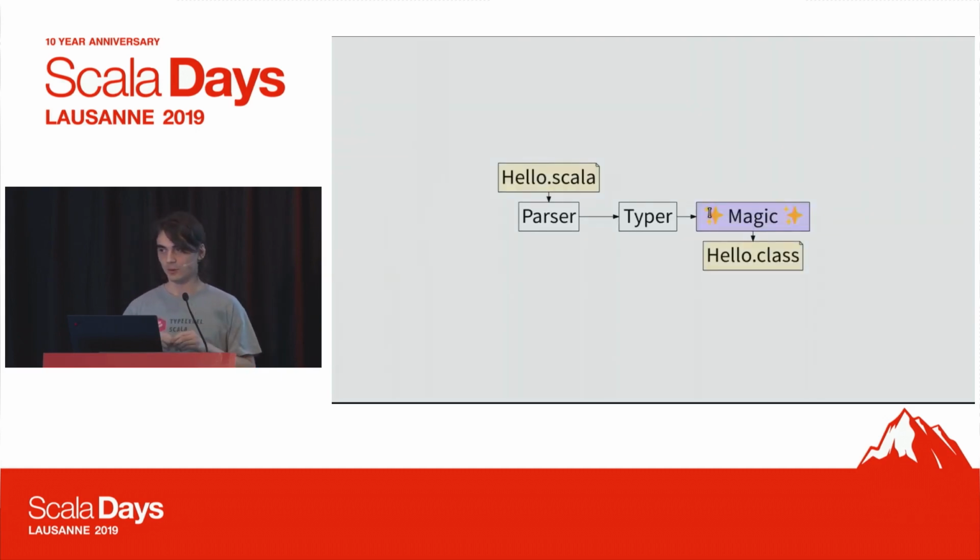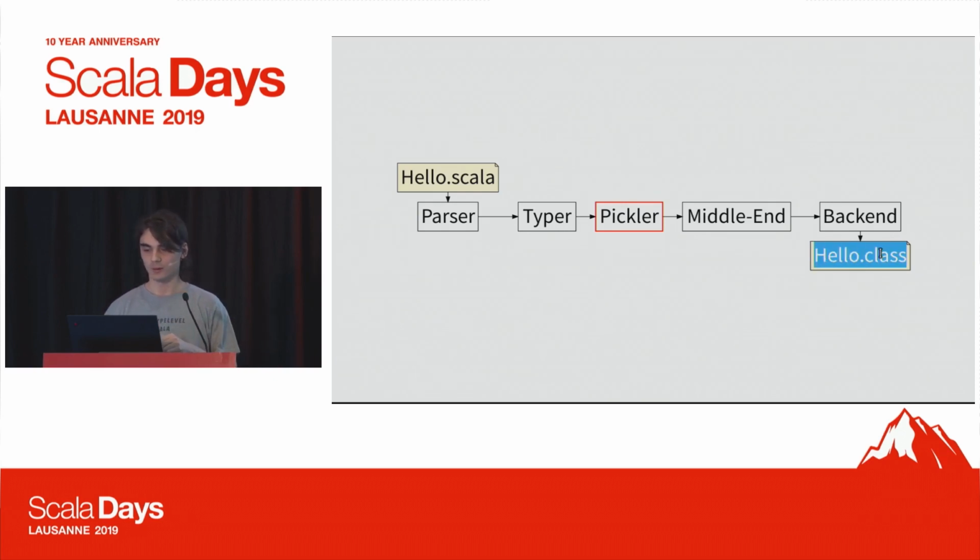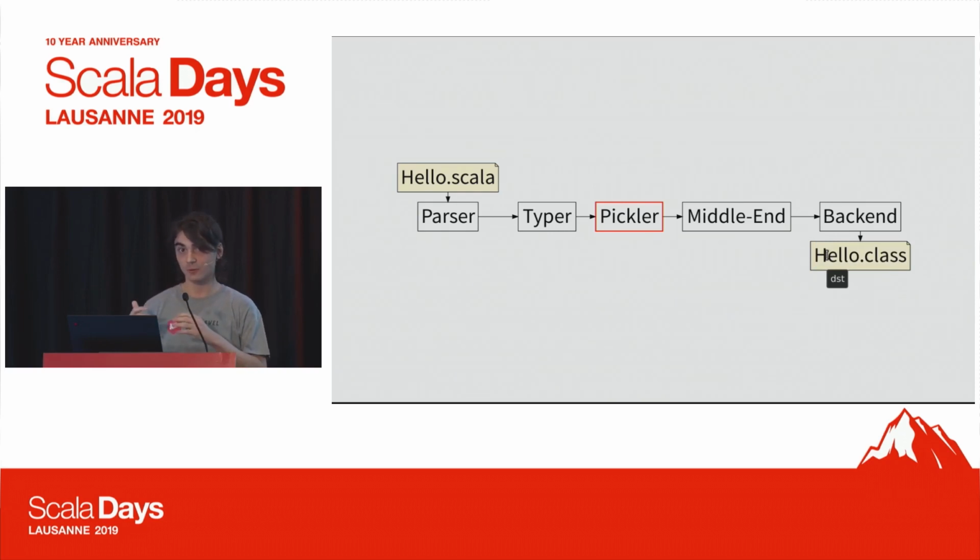Okay, so now we've seen the biggest piece of the compiler, and now I can replace the magic by the actual rest of the compiler. So I'm going to explain what these things do. Pickler is something that exists both in Scala 2 and Scala 3, and the original motivation is separate compilation. If you just produce some class file, in your class file you're going to have methods, and these methods are going to have types. But these types are going to be JVM types. Like if you write list of int, the JVM type is going to be list.